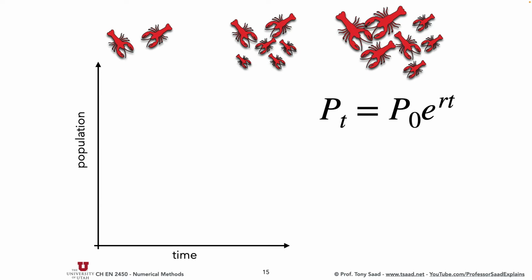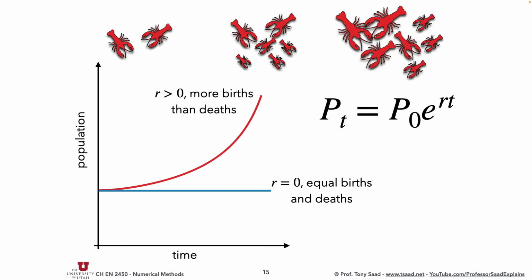Now, just to think about this equation intuitively, if r is positive, then that population is growing over time. If r is 0, then it's not changing. There's equal birth as there is death in the population, or predation. And if r is negative, then the population is collapsing. It's actually going to shrink over time.